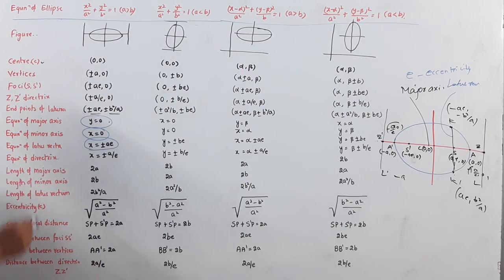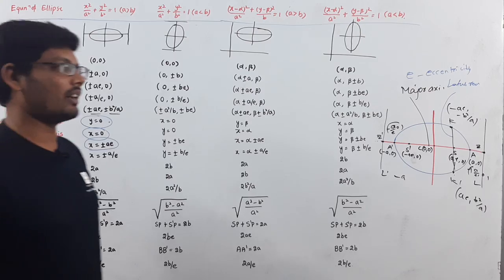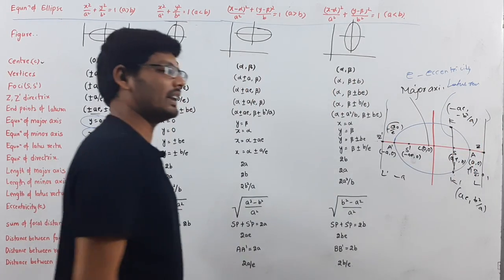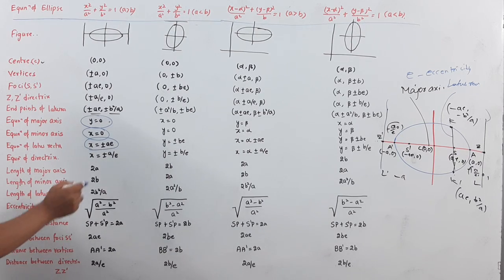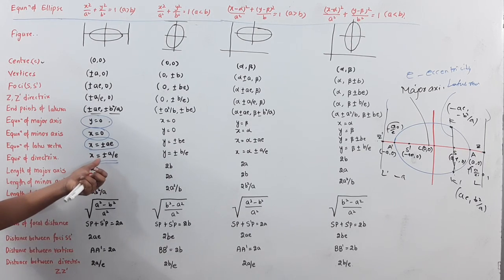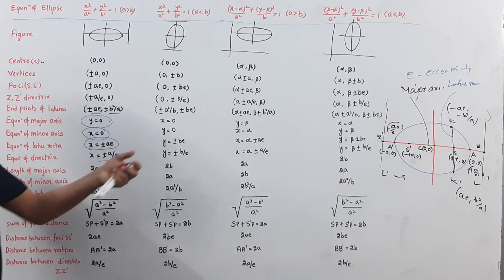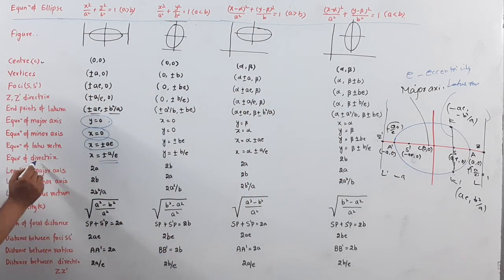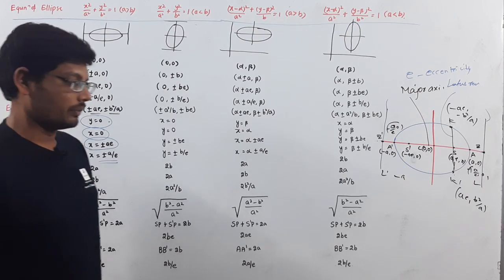And the equation of directrix. Here we have two directrices, that is L is equal to 0 and L dash is equal to 0. Those are x is equal to plus or minus A by E. One is plus A by E and the other is minus A by E. This is all about the equation of directrix here.